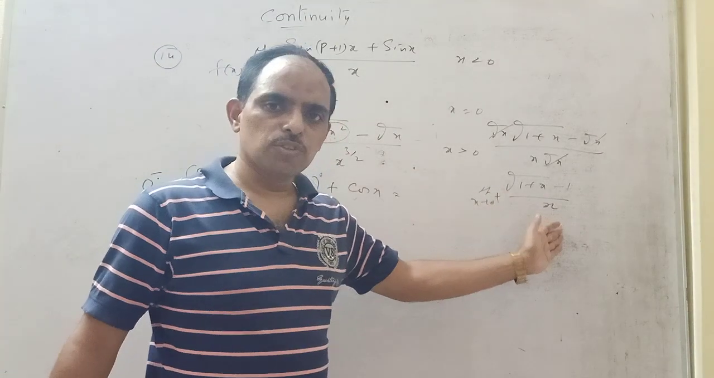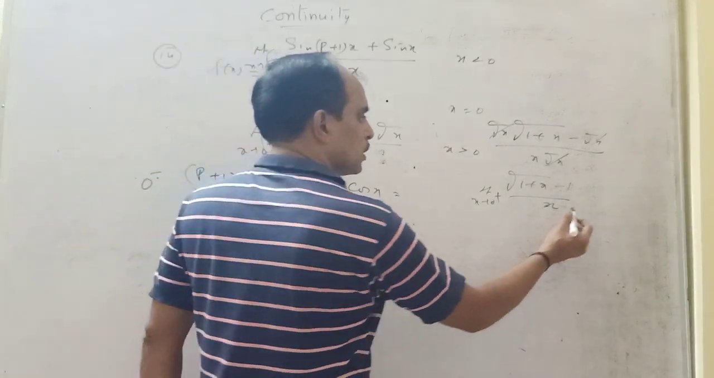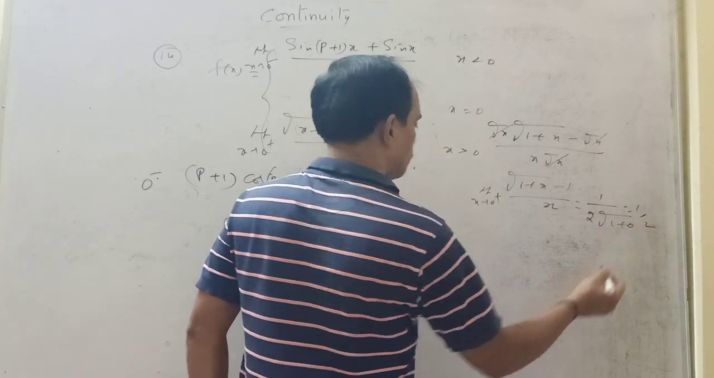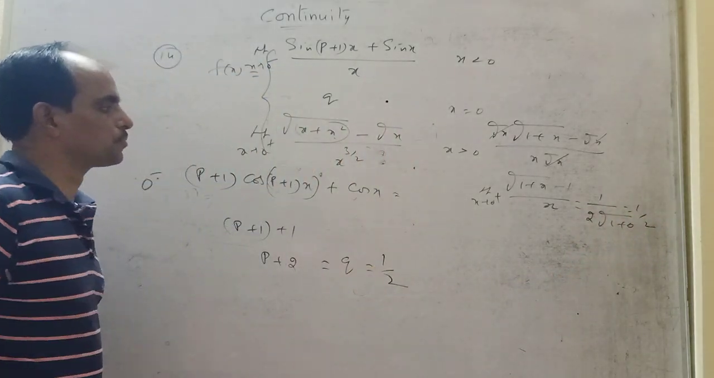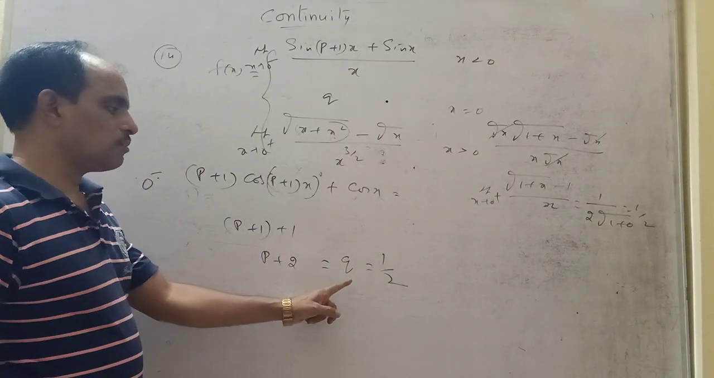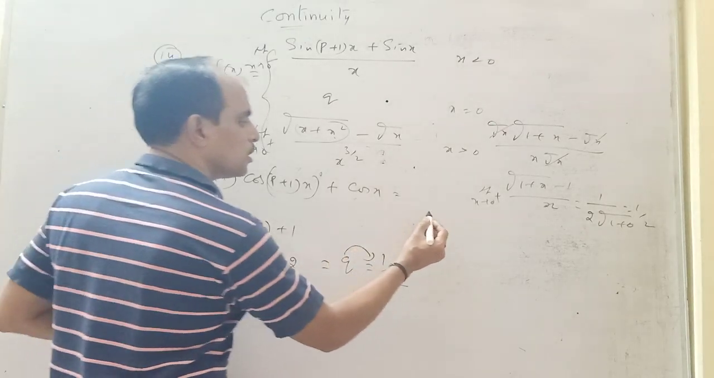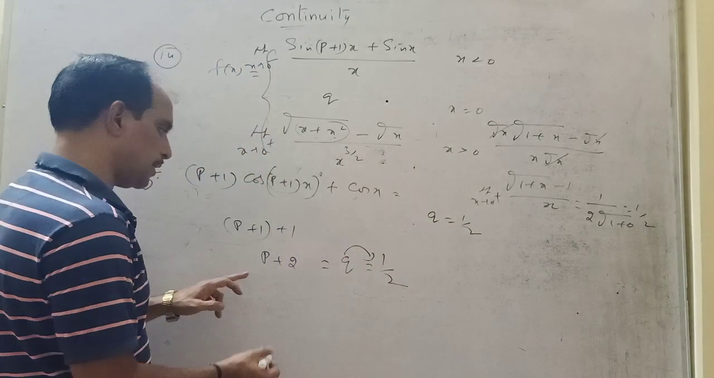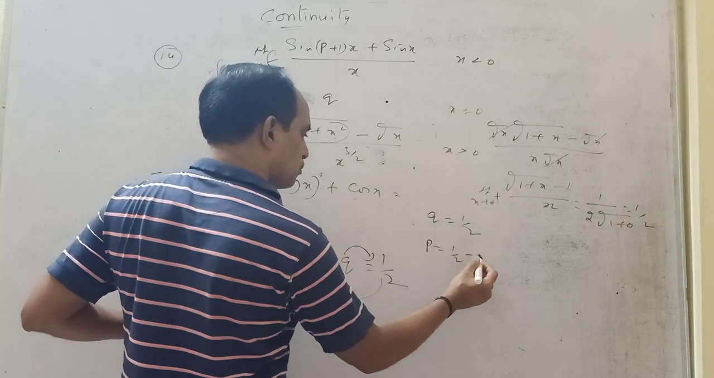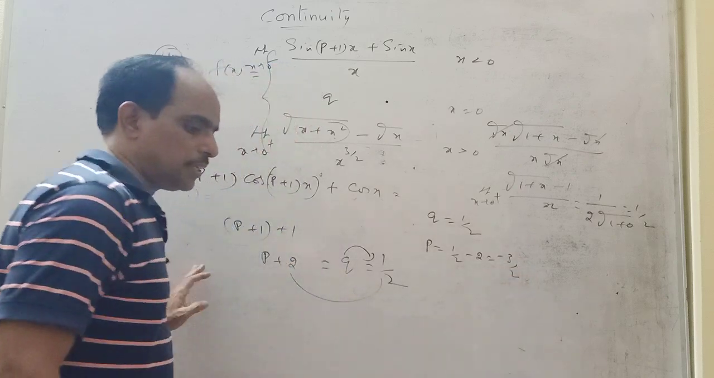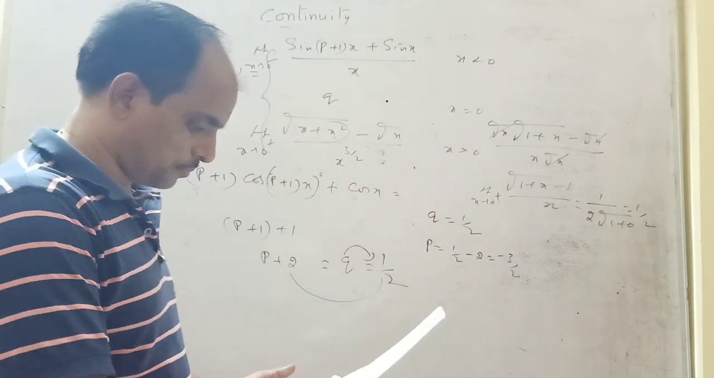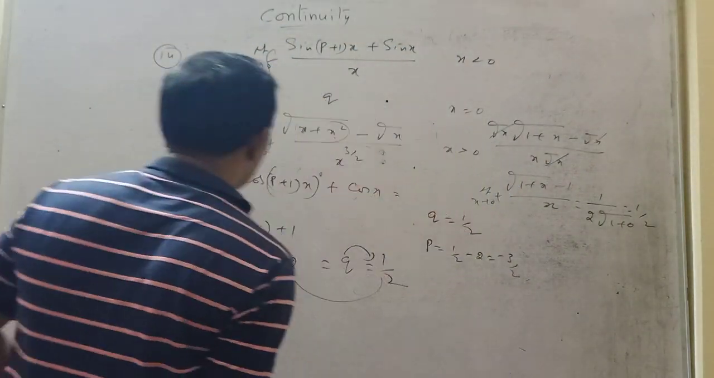Now if you substitute 0, you will get not defined value. Then you can apply L'Hospital rule, that is 1 by 2 root of (1 plus x). x means 0, so that is 1 by 2. So this entire value is equal to 1 by 2. So we have p plus 2 is equal to q is equal to 1 by 2. That means q is equal to 1 by 2 and p plus 2 is equal to 1 by 2. So p is equal to 1 by 2 minus 2, that is minus 3 by 2. So p is equal to minus 3 by 2 and q is equal to 1 by 2.